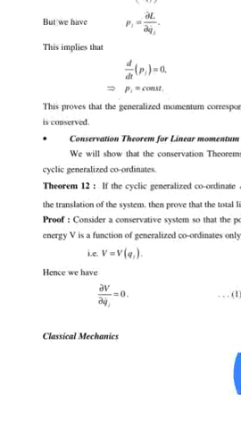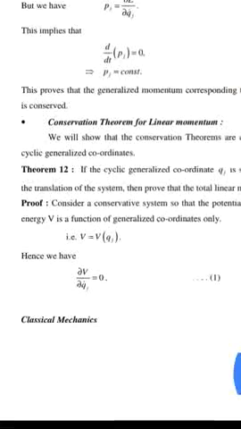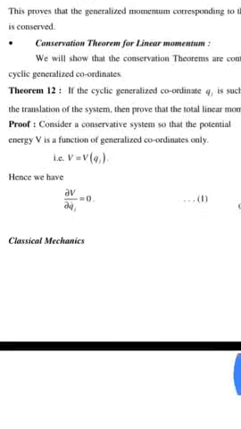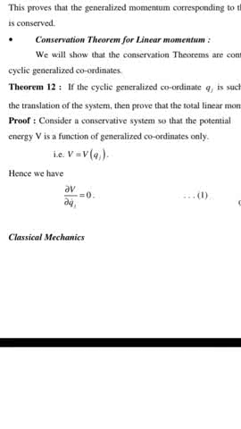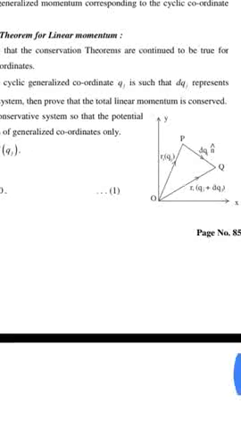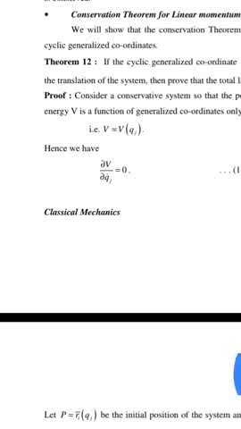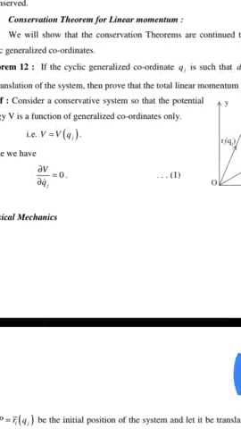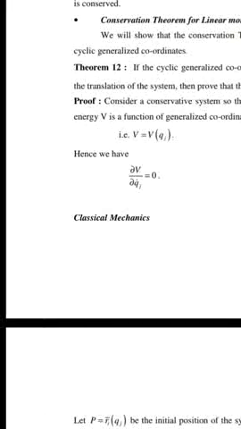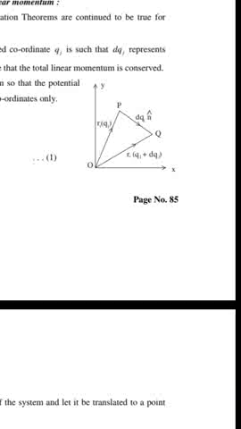Next, the conservation theorem for linear momentum. Statement of the theorem: if the cyclic generalized coordinate qj is such that dqj represents the translation of the system, then prove that the total linear momentum is conserved. Consider an xy coordinate system, and there are two radius vectors OP and OQ, OP is ri of qj and OQ is ri of qj plus dqj.